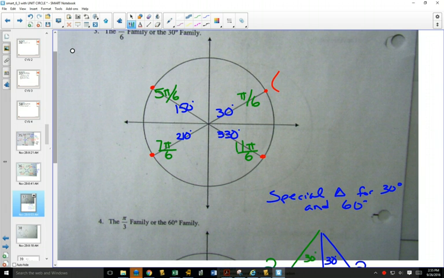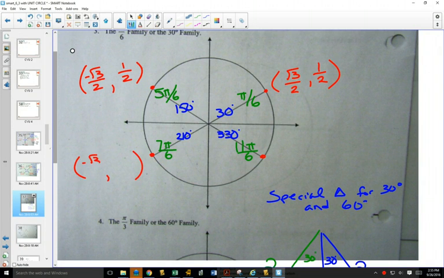Cos is my x-coordinate. So what is cos of 30 degrees? Well, from my special triangle, that was root 3 over 2, and sine of 30 degrees was 1/2. And once you figure out quadrant 1, you know all the other quadrants for the 30-degree family are going to be identical. The only thing that's going to change is which values are positive and which ones are negative.